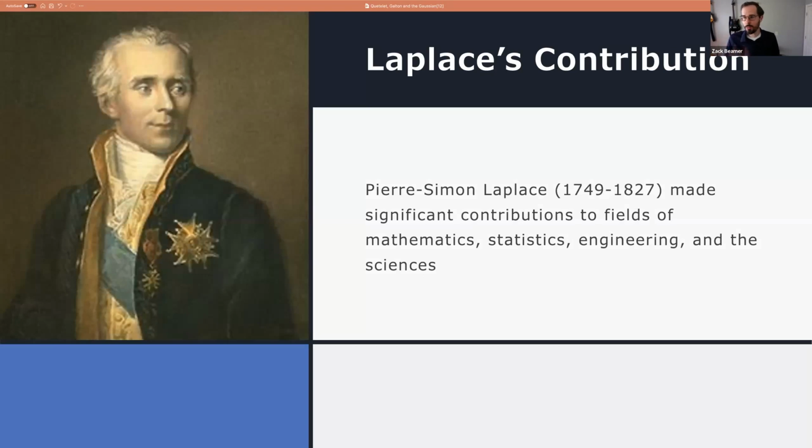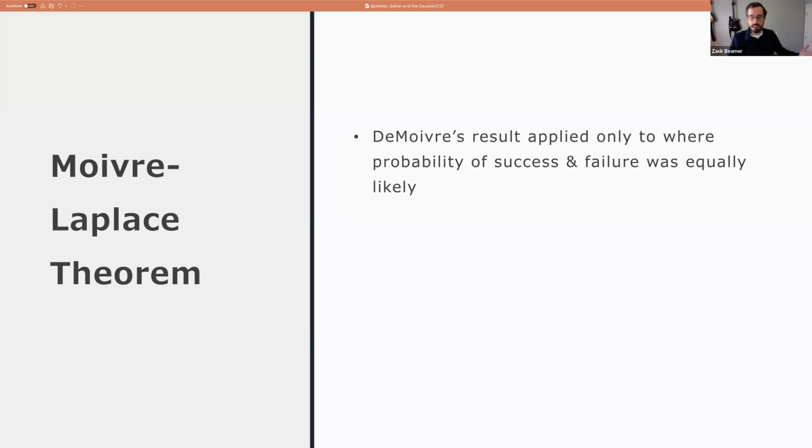So it's actually Laplace, another very, very well-known mathematician. This is kind of a who's who of famous mathematicians. We might think of Laplace transforms or things like that. Real titan of mathematics. But Laplace took de Moivre's result and really extended and expanded it to not just where probabilities were equally likely, but for any given probability. And this has a name. It's called the Moivre-Laplace theorem. And that is the contribution that Laplace had.